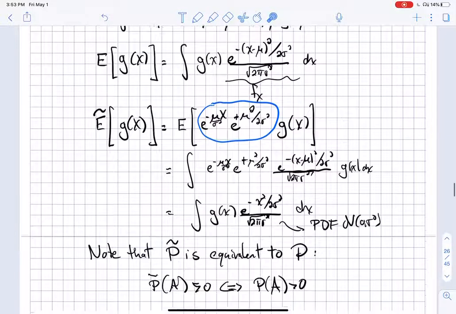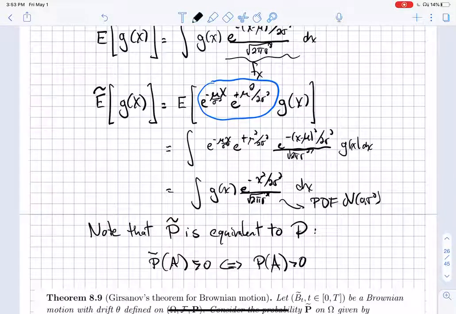So what is the new probability? P tilde is defined by, so every time, what's the probability of an event A?